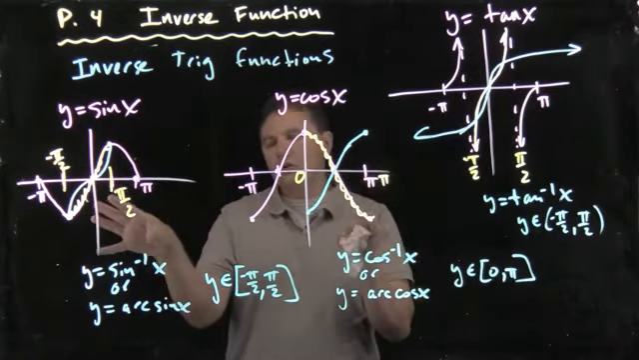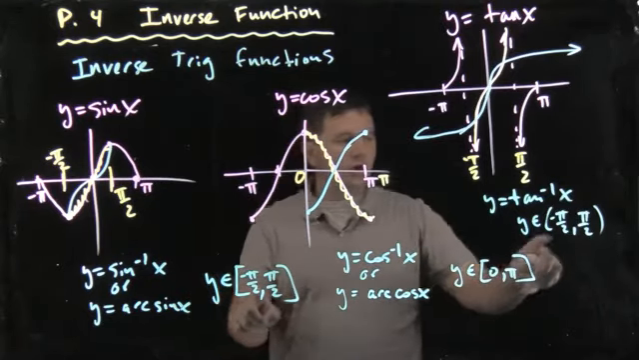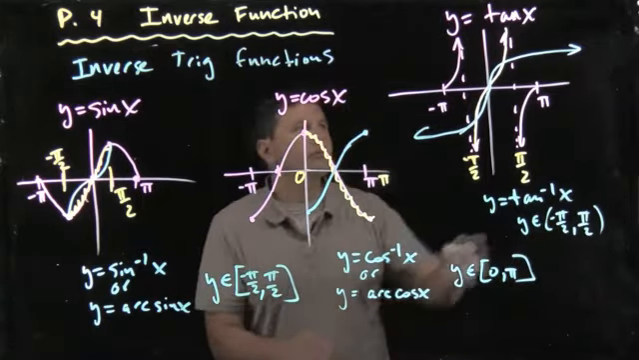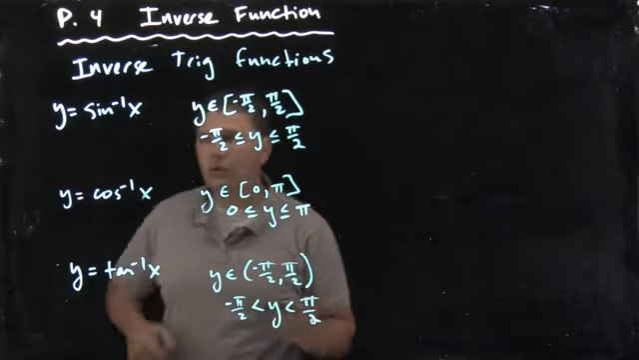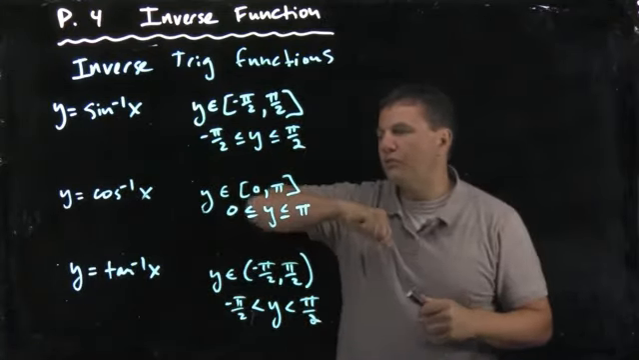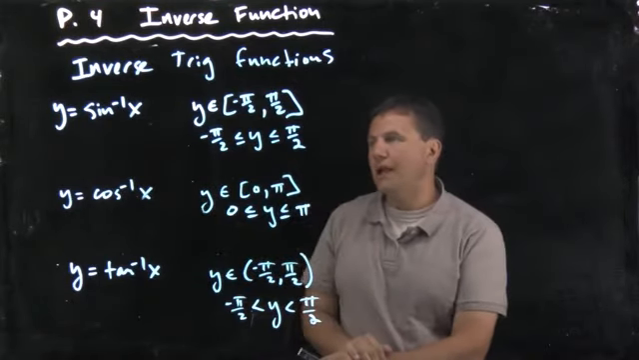So in other words, in each one of these cases, we're limiting those domains. These are the limited domains that we agree upon. You do have to memorize those. Okay, so these are the most important elements of this. So our three inverse trig functions, and we have to remember are these limited domains.